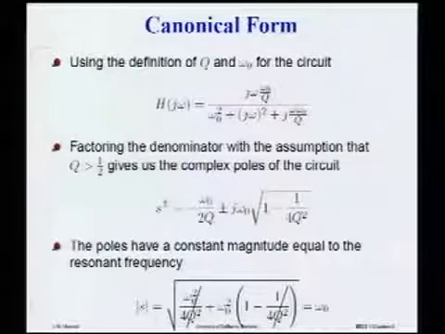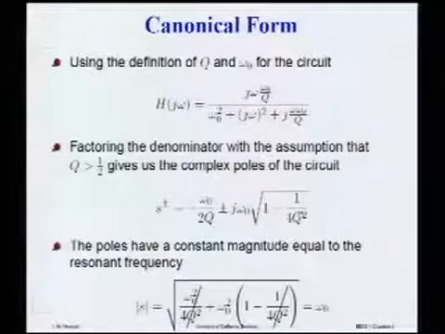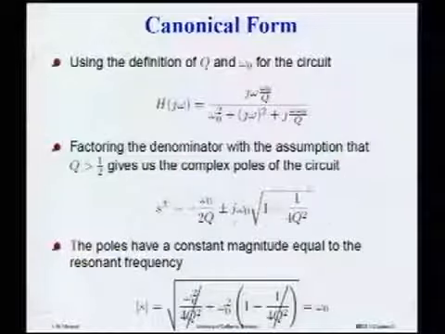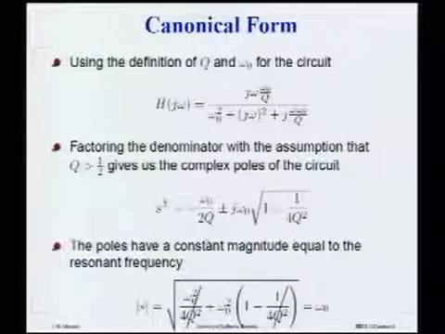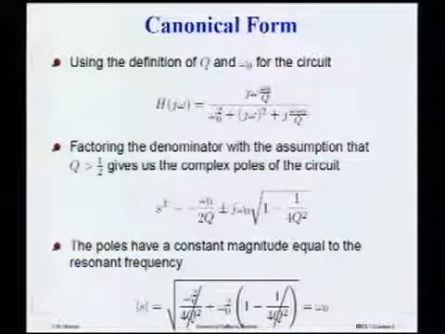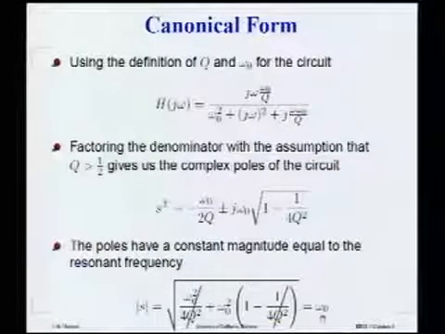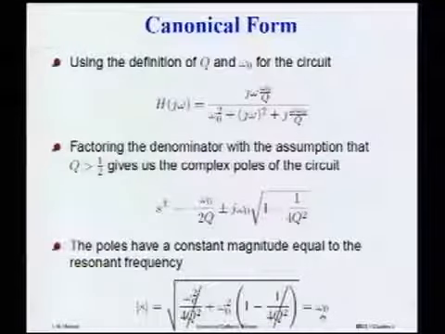We can also see that there are two poles, they're complex conjugates of each other, and the poles for very high Q circuits are roughly determined by just omega naught. In fact, if we take the magnitude of these poles, that's the real part squared plus the imaginary part squared, and do a little bit of algebra, we see that the magnitude of the poles is constant. In other words, they lie on a circle.